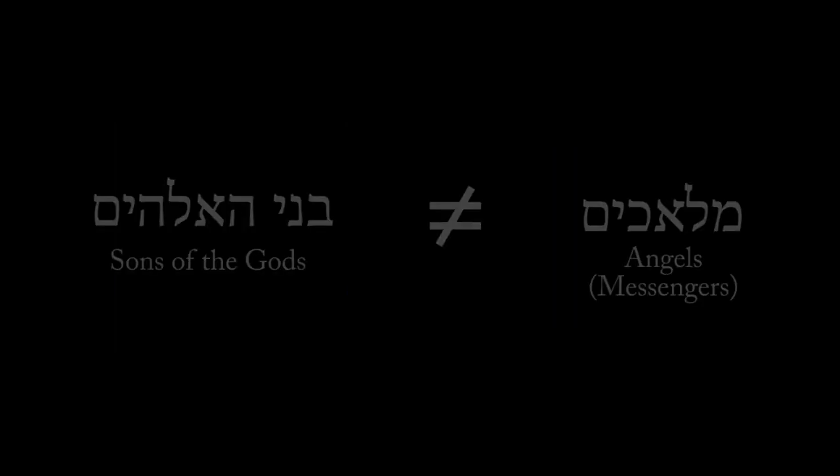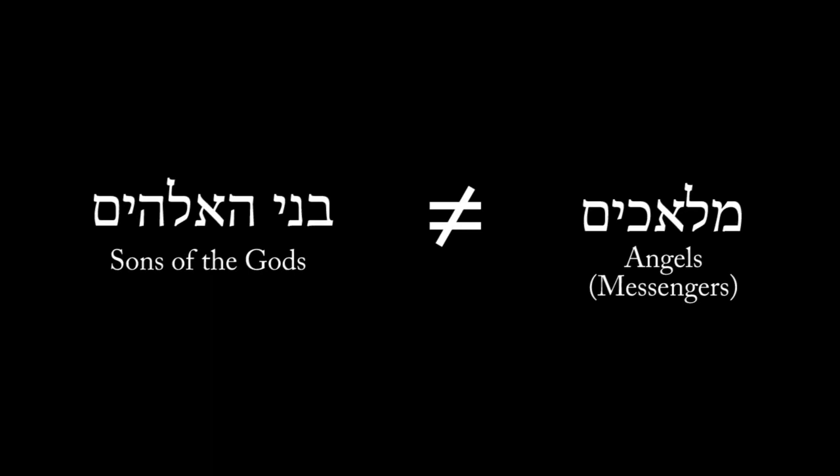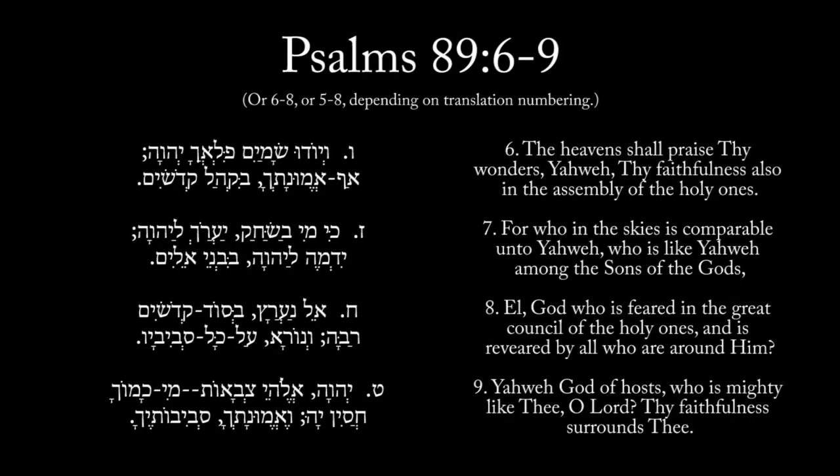However, neither the Elohim nor Beni Elohim of the divine council of Yahweh are ever called malachim, or angels, in the scriptures. Calling the Beni Elohim angels is pure conjecture that has been handed down through the temples, churches, and mosques. Psalms 89, 6-9 gives a clear description of what the Elohim and the Beni Elohim are.